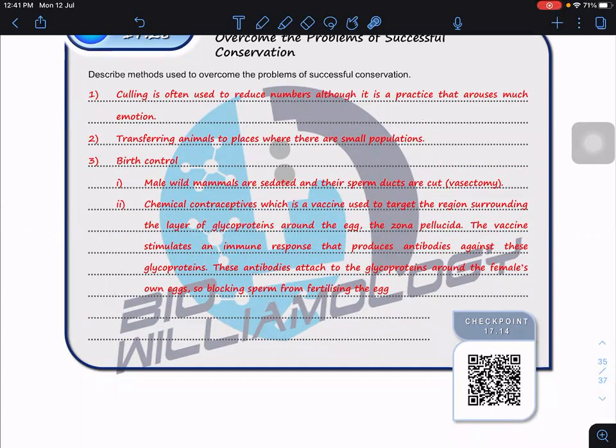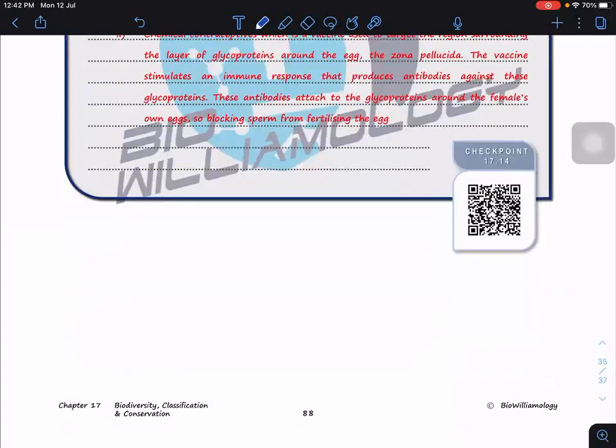We are going to discuss this in the next two topics, the oral contraceptive pill. But for animals, we will not be able to feed them every day. So what we can do is give them a form of vaccine that targets the glycoprotein layer around the egg, called the zona pellucida. This zona pellucida contains a sperm receptor, the ZP receptor. Now, we haven't learned about this yet.